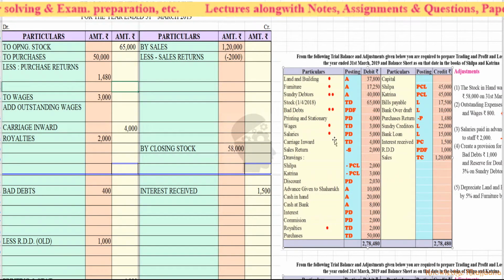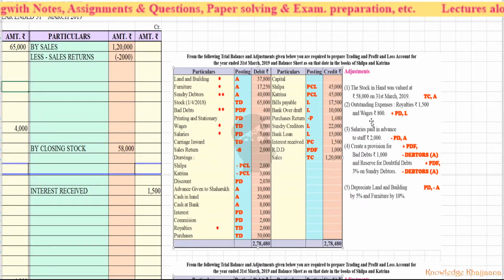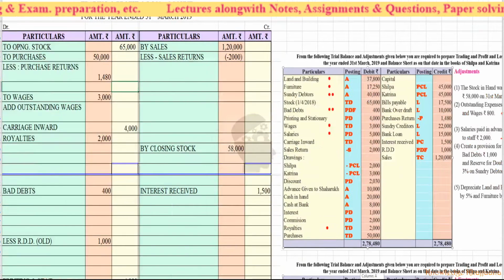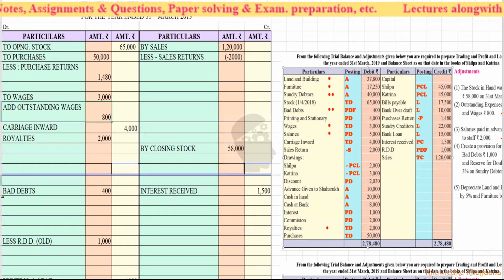How much are the wages? Outstanding wages. Outstanding wages are rupees 800 and outstanding royalty is rupees 1500.